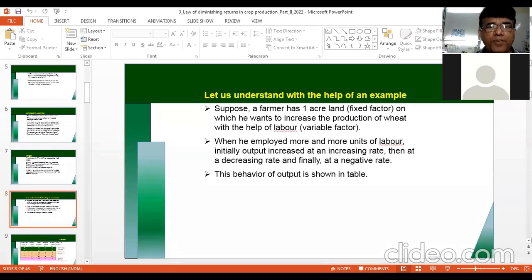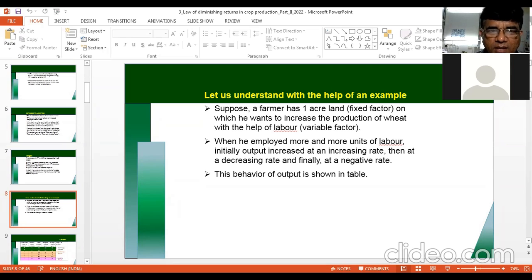Now understand with the help of an example. I'm giving you one example. A farmer has 1 acre of land. Land is a fixed factor on which he wants to increase the production of wheat with the help of labor. He wants to employ labor as a variable factor. When he employed more and more units of labor, initially output increased at an increasing rate, then at a decreasing rate, and finally at a negative rate. So output means total product. Output here means TP, total product. This behavior of output is shown in the table.